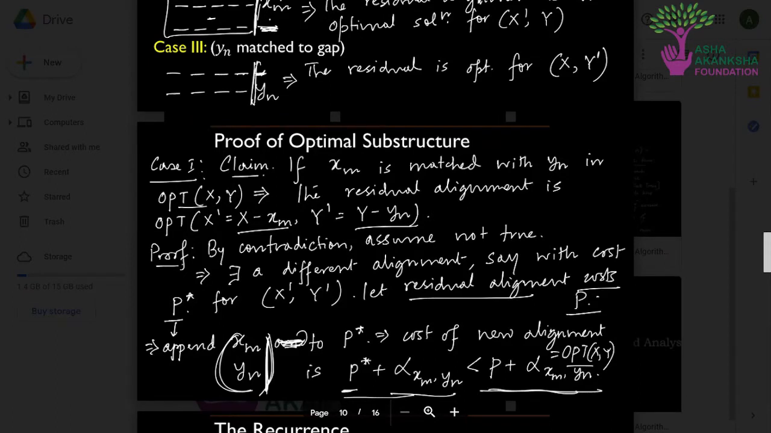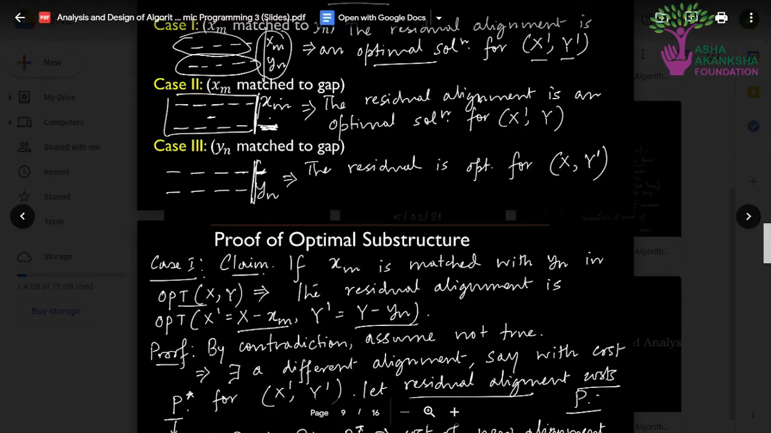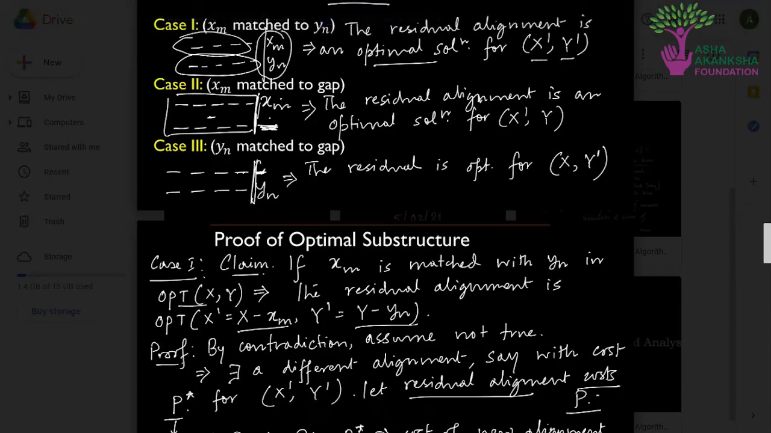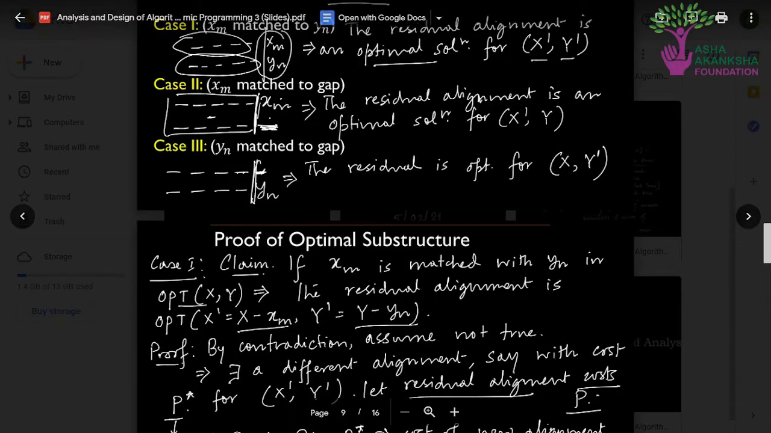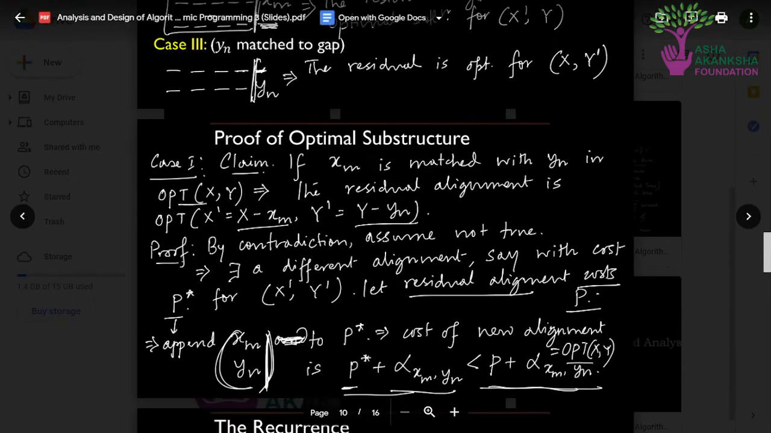Now this is a substructure, and we will be proving why this recursive substructure is true. I will be proving the first case, and the rest of the parts can be proved by you. I think you would have understood it by now. So case one is if xm is matched with yn. Suppose optimal x comma y is the overall optimal solution from the original strings, and xm is matched with yn in that particular solution, xm being the last element of capital X and yn being the last element of capital Y. Then the residual alignment is an optimal x cap comma y cap. X cap is this and y cap is this.